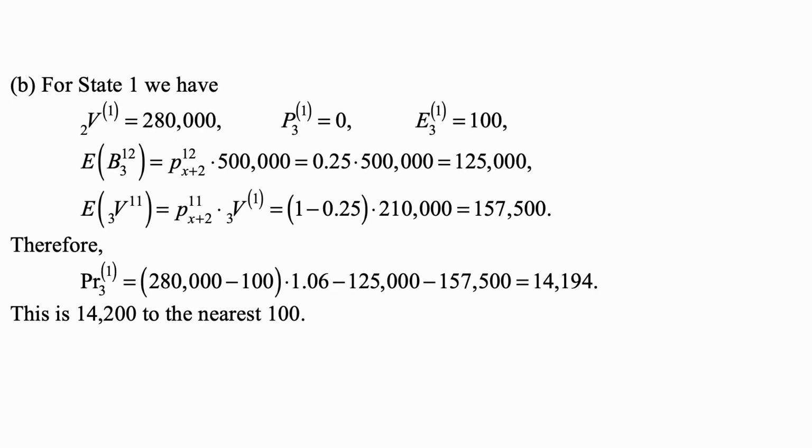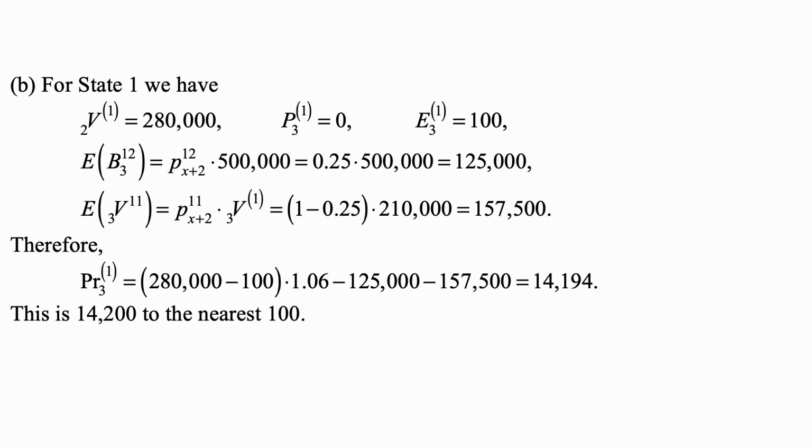For Part B, for State 1, we have the reserve at time 2 in that state is 280,000. The premium payment in this case is no payment because the premium payments are made only in State 0. The expenses are 100. So the expected value of the benefit in that state, in case of transition from State 1 to State 2, ending up there at time 3, is the probability of that transition times the amount of benefit, which is 500,000. That's 0.25 times 500,000, so 125,000.